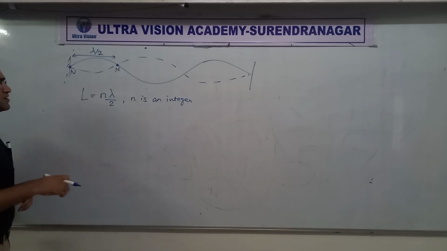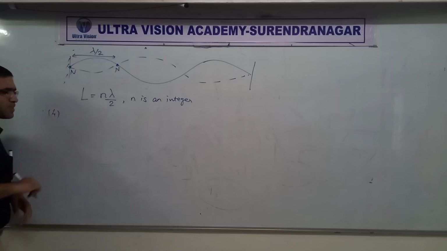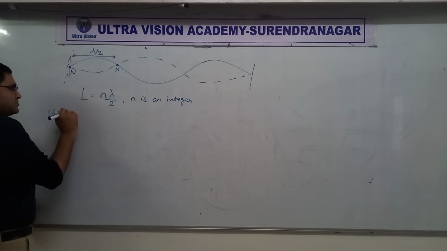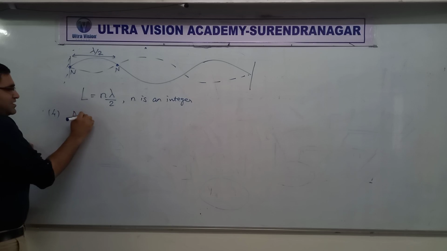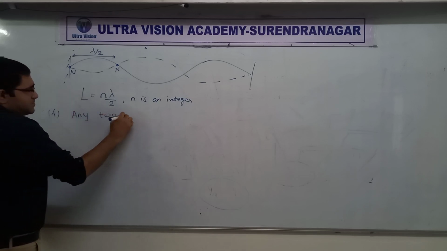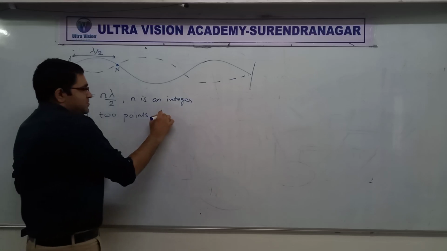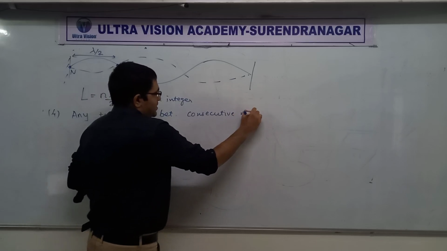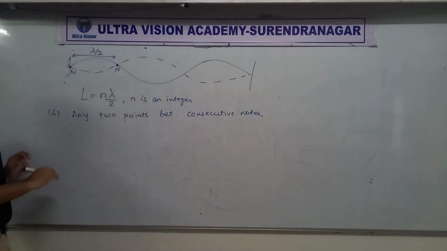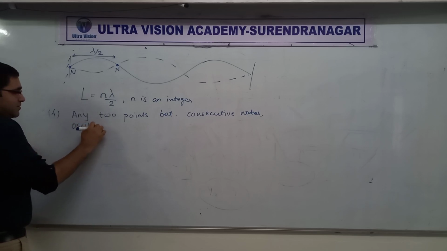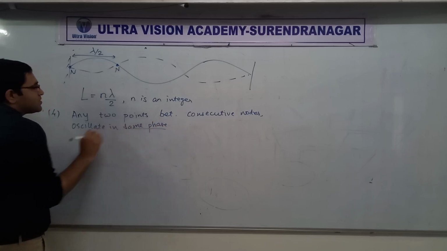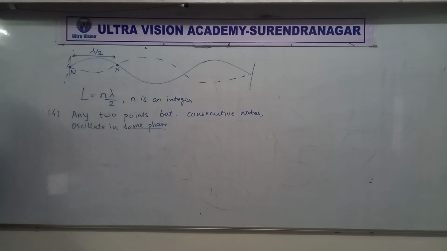Now, continuing with the points. Number 4. Any 2 points between consecutive nodes oscillate in same phase.